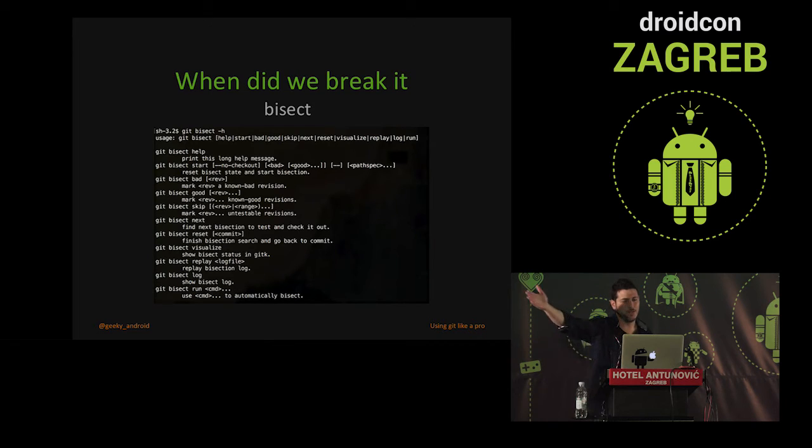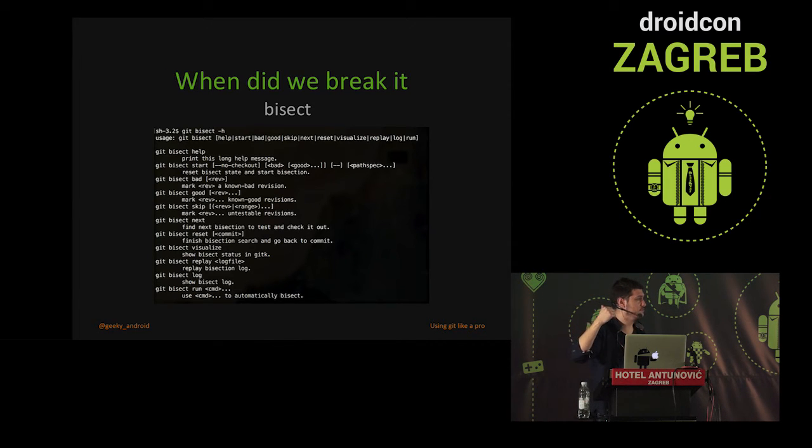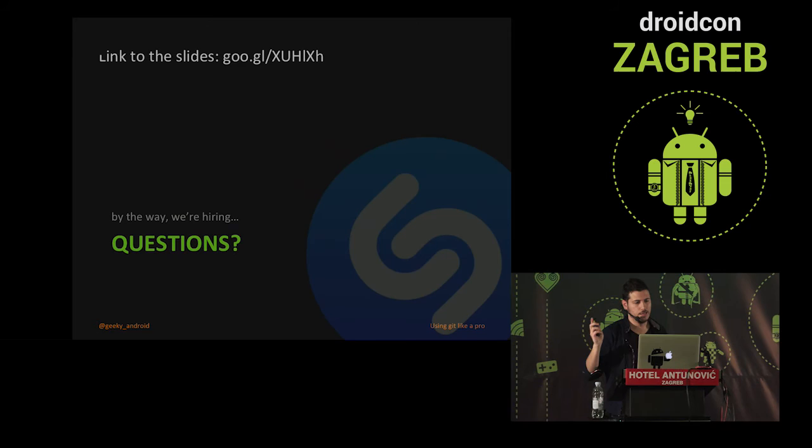Let's say if you have like hundreds of commits, you can do this within a matter of minutes and figure out exactly what commit broke it. This is very, very useful. Use this. And that's it.